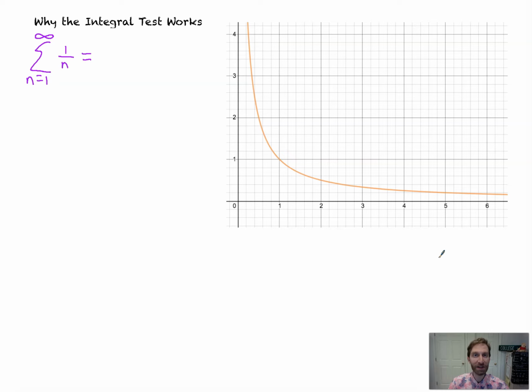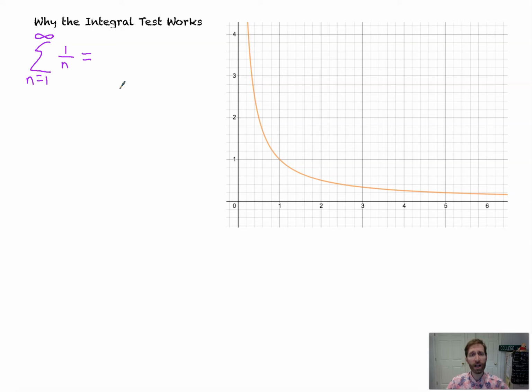Welcome back. This video is for you if you're wondering why certain series tests for convergence and divergence work. So if you're just curious, why does the integral test work? Let me show you. First things first, we're going to start out with an example of the sum of 1 over n, where n equals 1. It's the perfect one to use with the integral test.